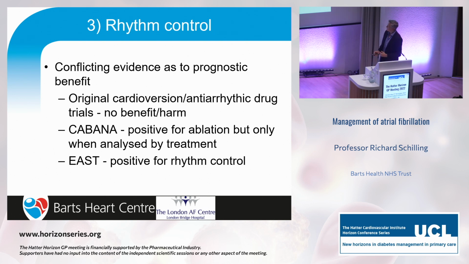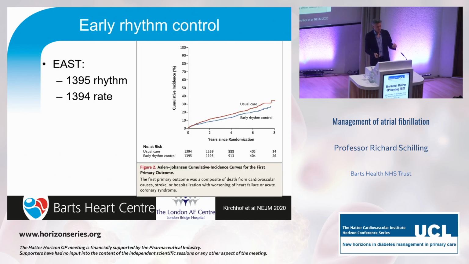So the EP community still has doubt that ablation, or indeed any form of rhythm control, has prognostic benefit. EAST recently compared all types of rhythm control with rate control in quite a large study, and they showed that early rhythm control did have a prognostic benefit, but no one really understands why this should be, given that previous studies have not shown anything like this.